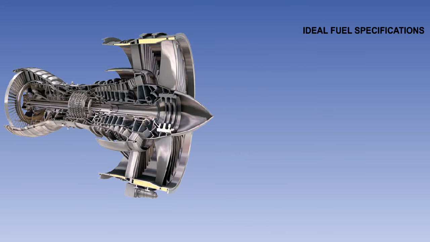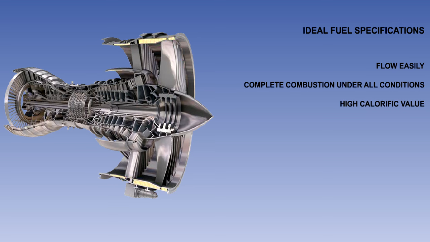The specification for an ideal fuel for either a gas turbine engine or a piston engine includes the following main requirements. It should flow easily under all operating conditions. It should have complete combustion under all conditions. It needs to have a high calorific value. The calorific value is a measure of the amount of heat released during its combustion. It is measured in British thermal units per pound or kilojoules per kilogram.